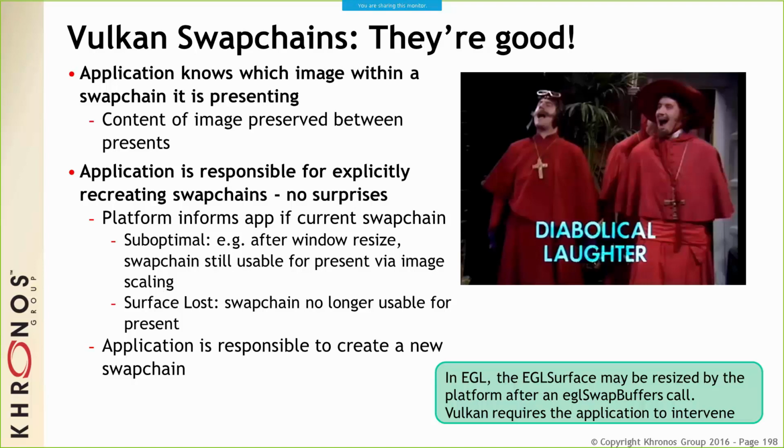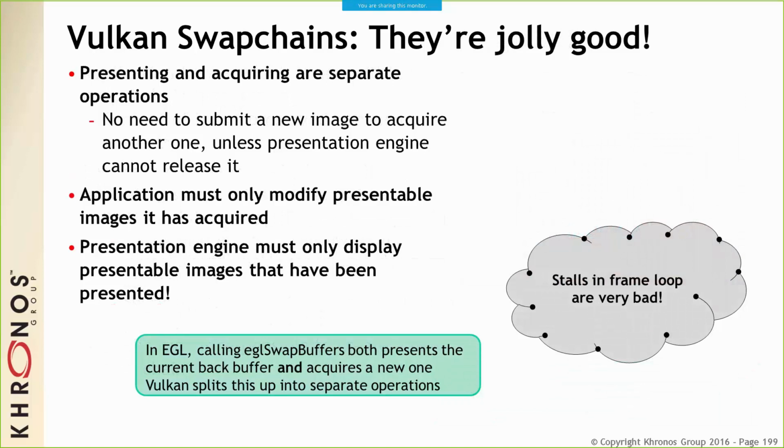So there are limits to this, but in the implementations we're seeing, most platforms will be able to give you that flexibility to acquire separately from presenting. That's, again, contrasting with how EGL swap buffers works, where when you call swap buffers, you're both presenting and acquiring at the same time, as one operation. We wanted that to be divorced to avoid stalls in your frame loop, because they're very bad.